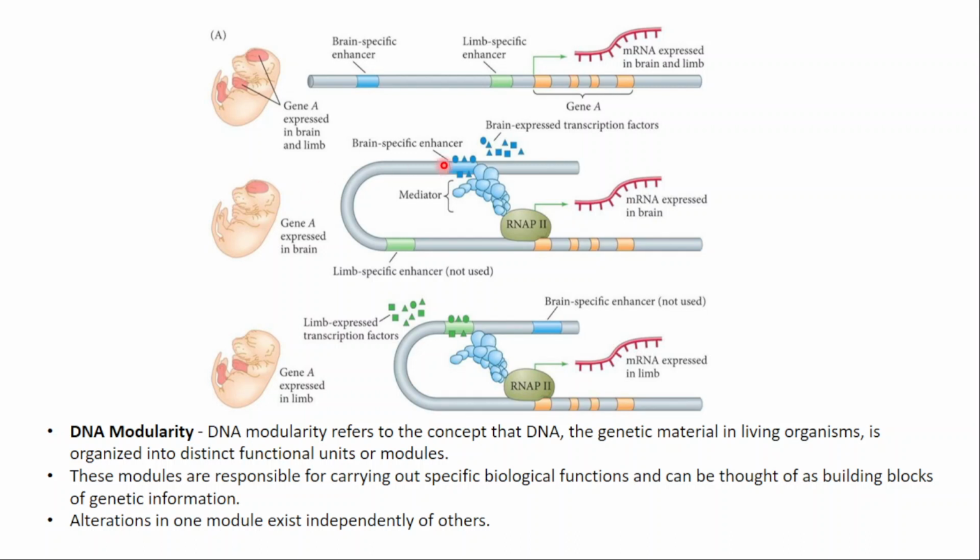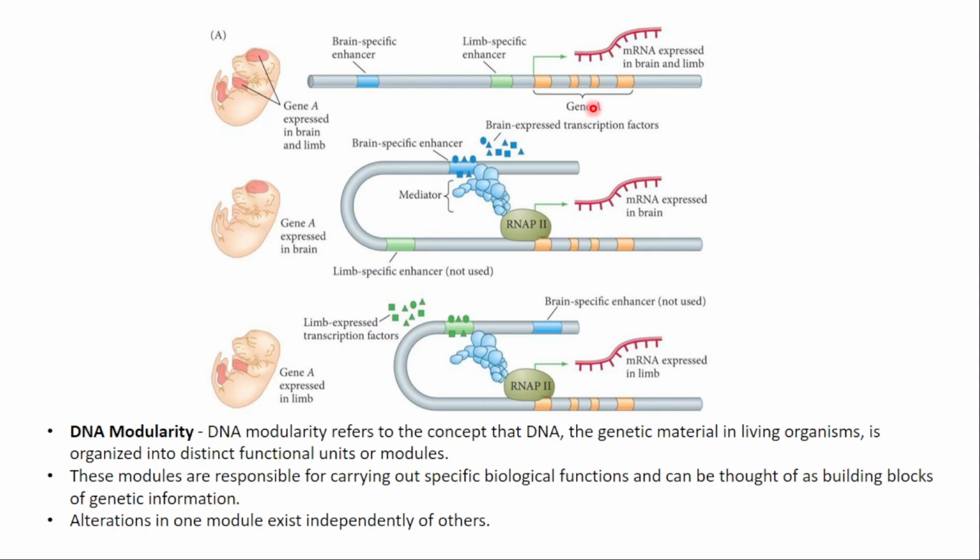So, in the brain tissue, only a brain specific transcription factor can bind this brain specific enhancer, recruiting RNA polymerase II, the promoter of gene A, and causing expression of gene A. Thereby, whenever the enhancer sees the expression of brain expressed transcription factors, it will express this gene A.